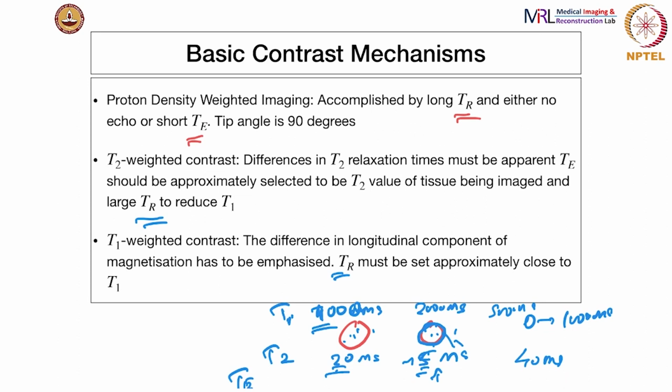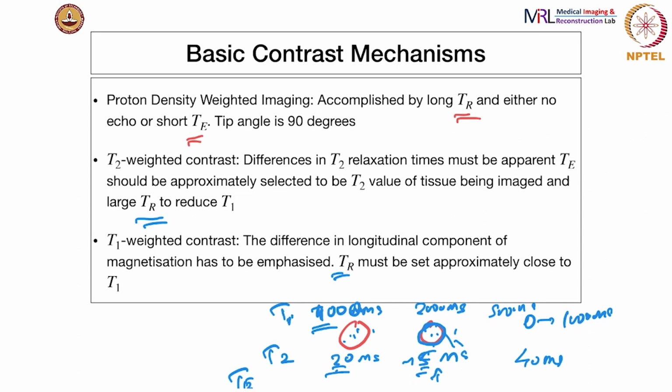By appropriately tuning your time to repetition, which is the time between two successive alpha pulses, and the time to echo, which is the time from the application of the alpha pulse to the measurement of the signal in your coil of wire, you can make sure that either the proton density is what contributes mostly to the image contrast, or it's only the T2 times. The difference in T2 relaxation times is what contributes to the contrast, or the difference in T1 relaxation times.